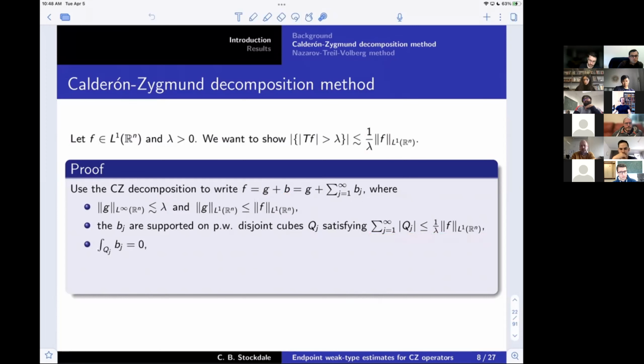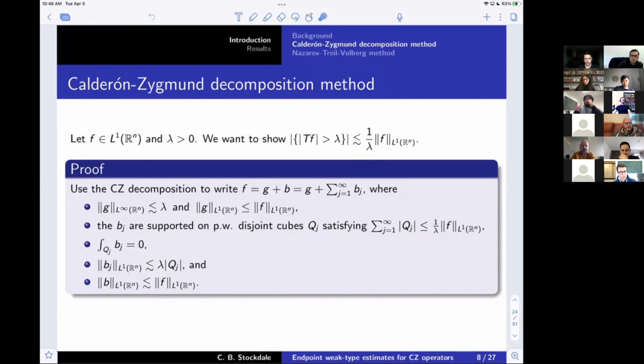Each of the BJs are constructed so that they have cancellation. So they have mean zero. They all integrate to zero. And each of the BJs are going to be controlled in L1 by this quantity, lambda times the measure of its support, which will allow you to prove that B in L1 is also controlled above by F in L1.